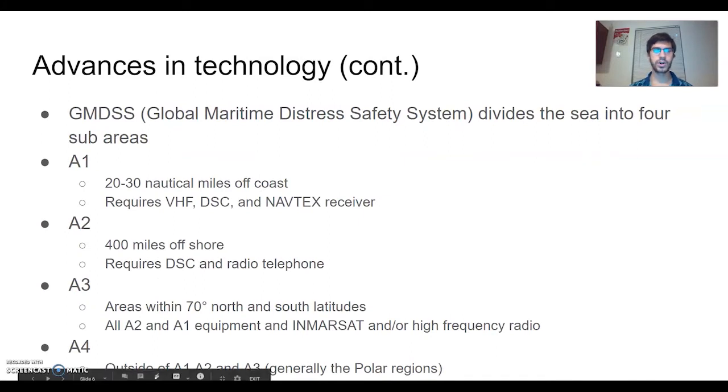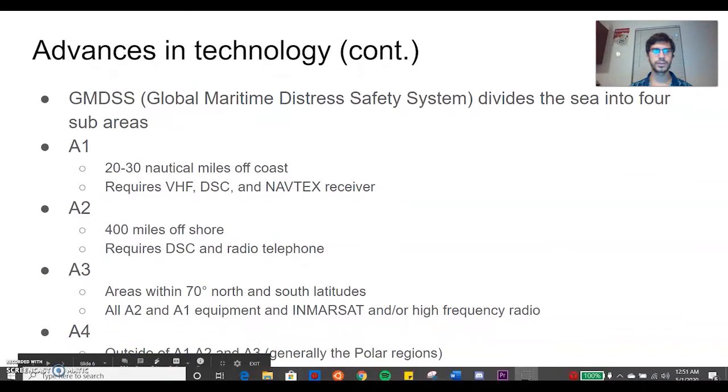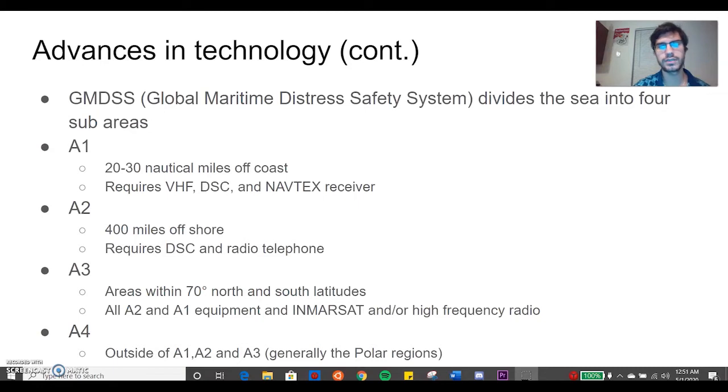So we're also going to go over the advances in technology. The Global Maritime Distress Safety System divides the sea into 4 sub-areas. So A1 is 30 nautical miles offshore. It requires a VHF, a DSC, and a NavText receiver. A2 is 400 miles offshore. It requires a DSC and a radio telephone.